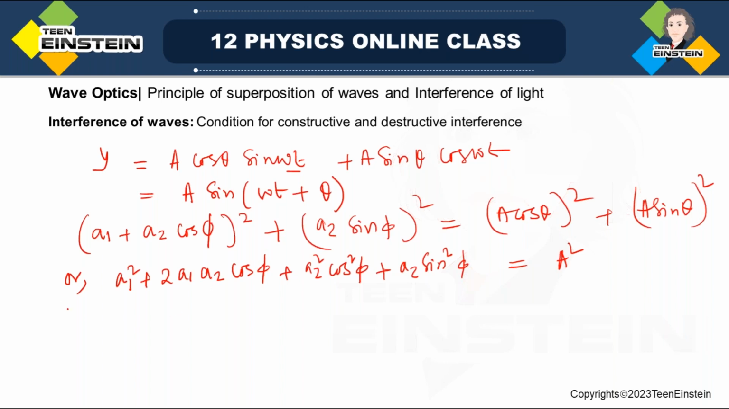If we simplify, this term will give you a2 square alone, because we take a2 common. So sine square theta plus cos square theta will be 1, isn't it? So you get a1 square plus a2 square plus 2 a1 a2 cos of phi. This is equal to a square. So you get this amplitude like this.